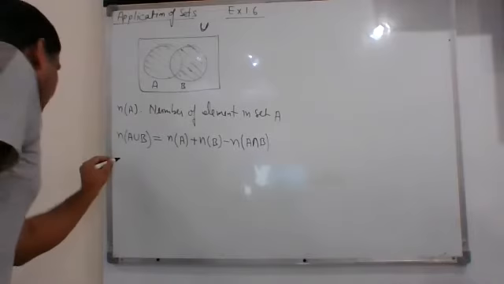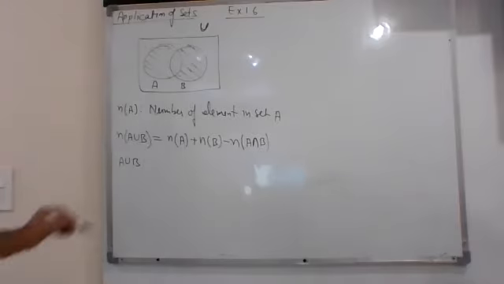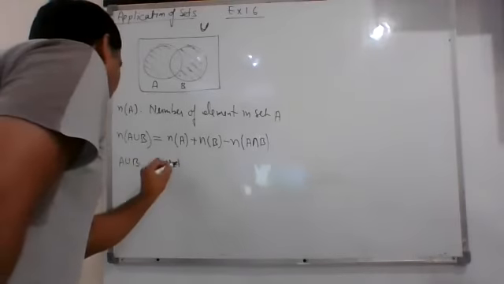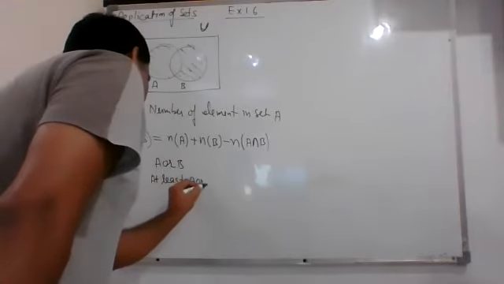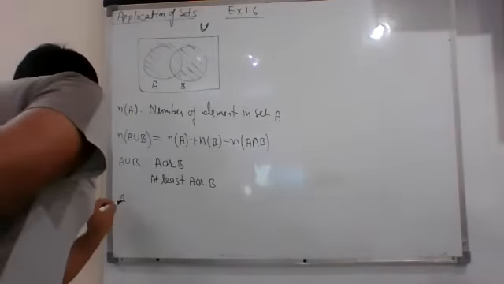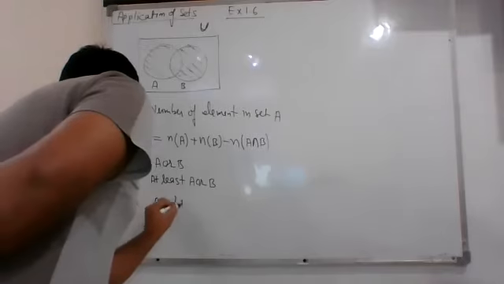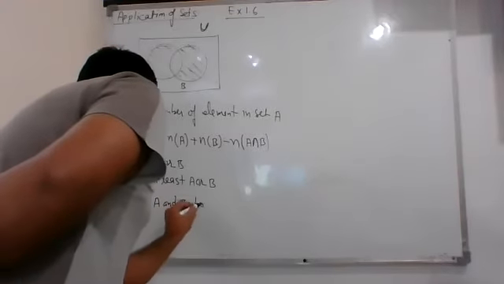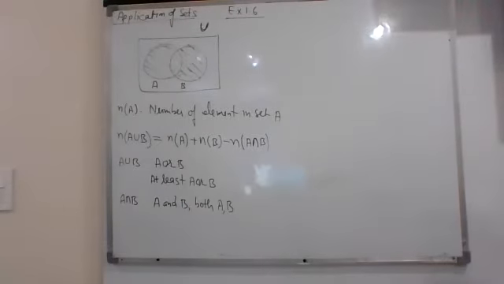Another thing is A union B. Now A union B stands for A or B, or sometimes they will write at least A or B. So when we say A or B, or at least A or B, that means we are indicating A union B. When we use the symbol A intersection B, it means A and B, or they will write both A, B. So these are the indicators for A intersection B.